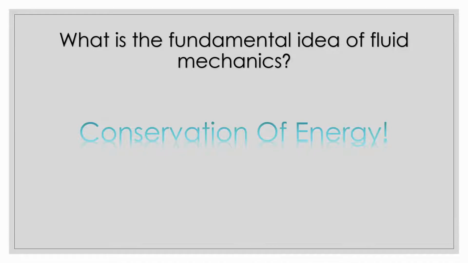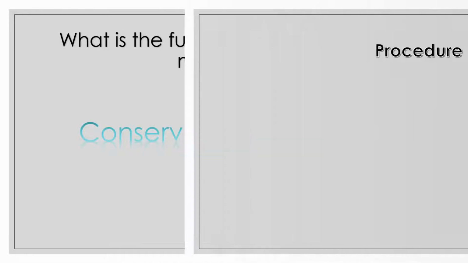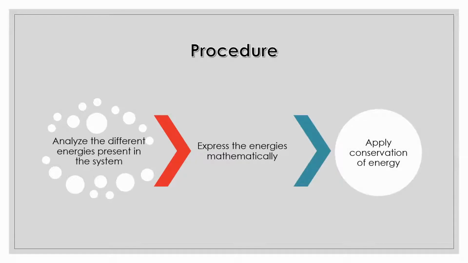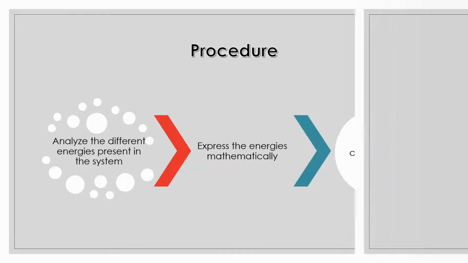So, everything we will be doing can be summed up in the following procedure. 1. Analyze the energies present in the system. 2. Express the energies mathematically. 3. Apply conservation of energy. I will explain the procedure step by step, but before that, let's talk about assumptions.